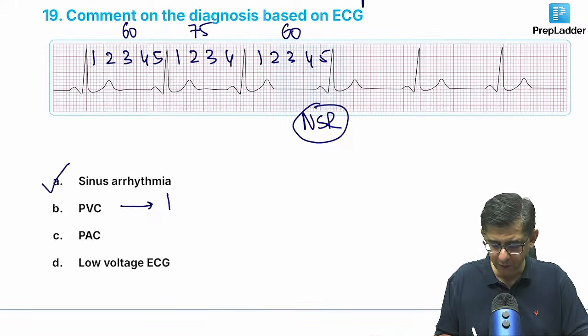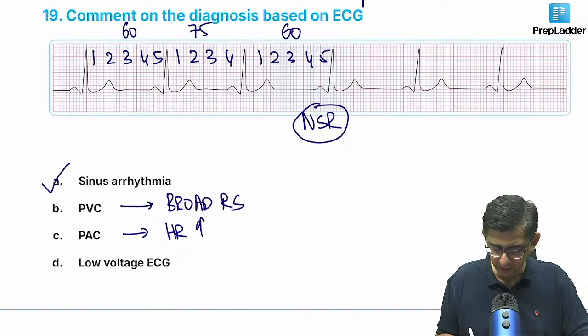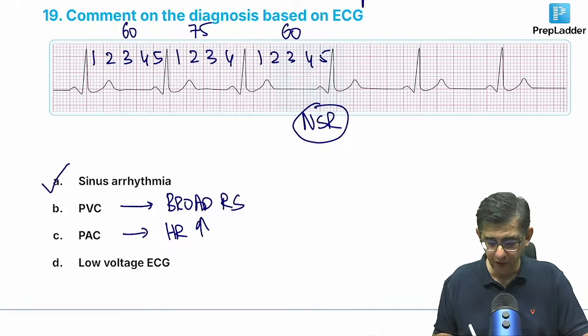PVCs always have broad QRS complexes present. Premature atrial complexes will always cause tachycardia. Low voltage ECG, the R and the S wave height would be less than 5 millimeter.